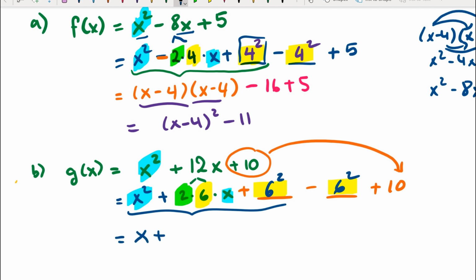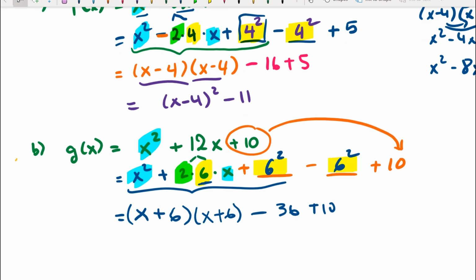x plus 6 times x plus 6, twice. Okay. And minus 6 squared is 36, plus 10. That will be x plus 6 squared, because 2 of them. Okay, minus 36 plus 10, so minus 26. That will be it.